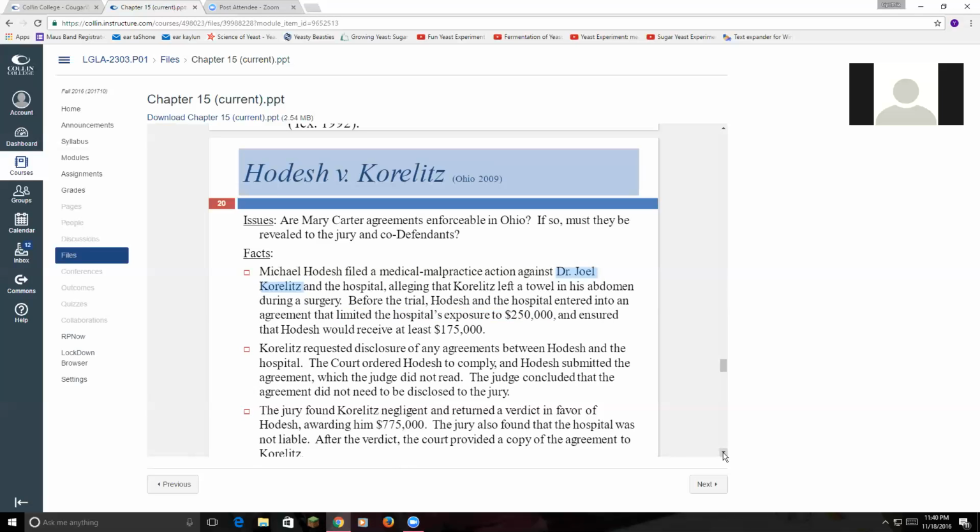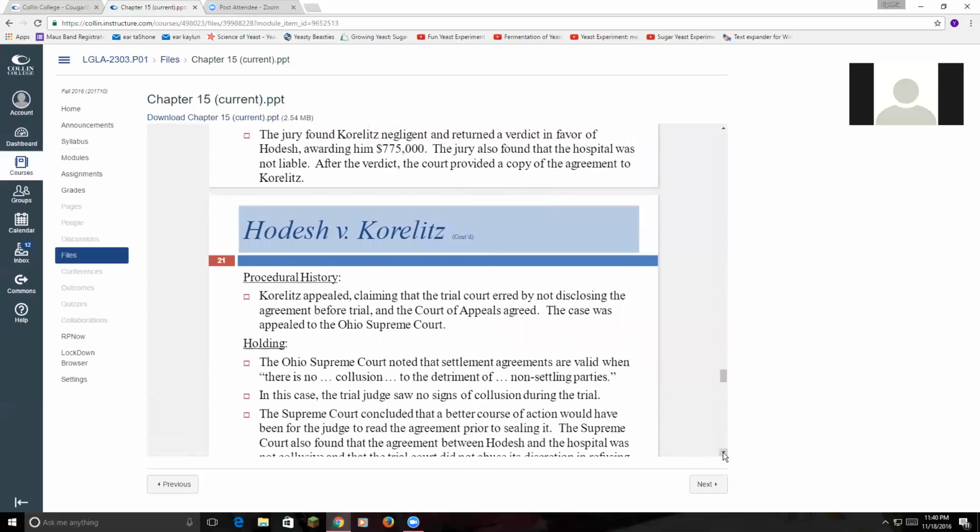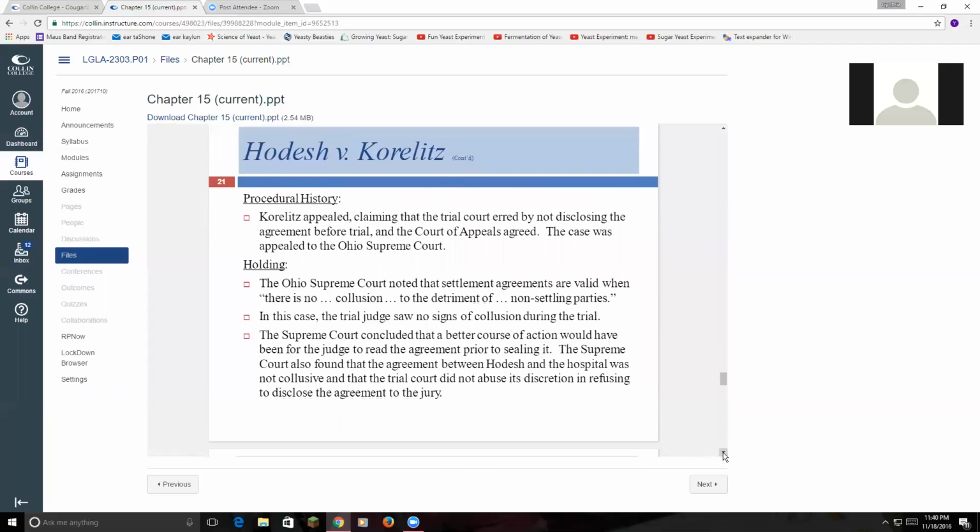Of course, the doctor sued once he found out what the terms of the agreement are, and the Ohio Supreme Court found that, yeah, these are okay. The important factor is that the trial judge found no signs of collusion during trial.